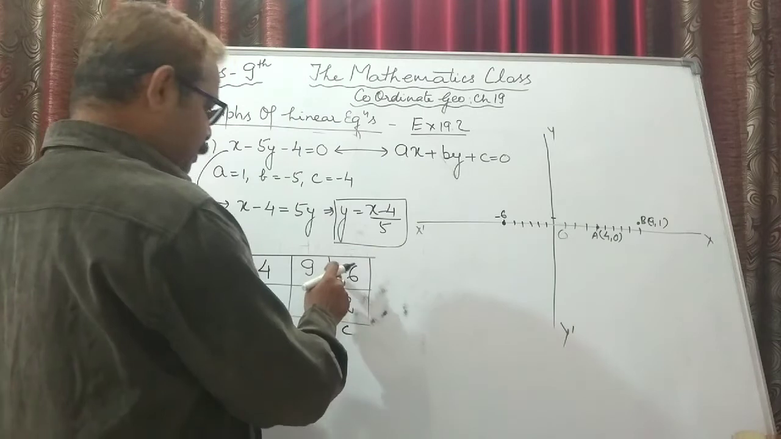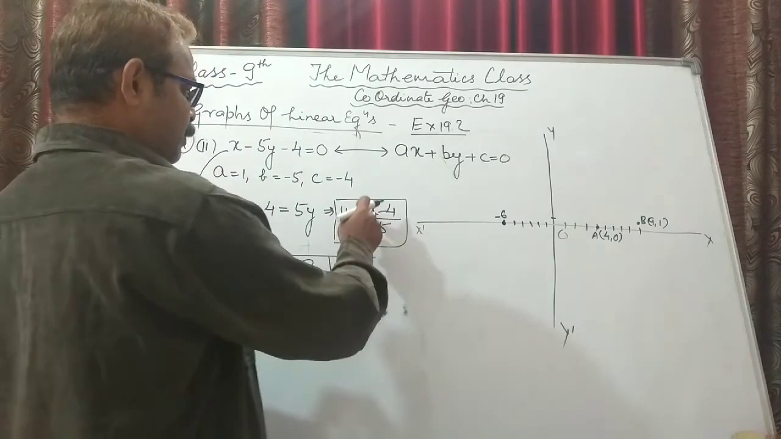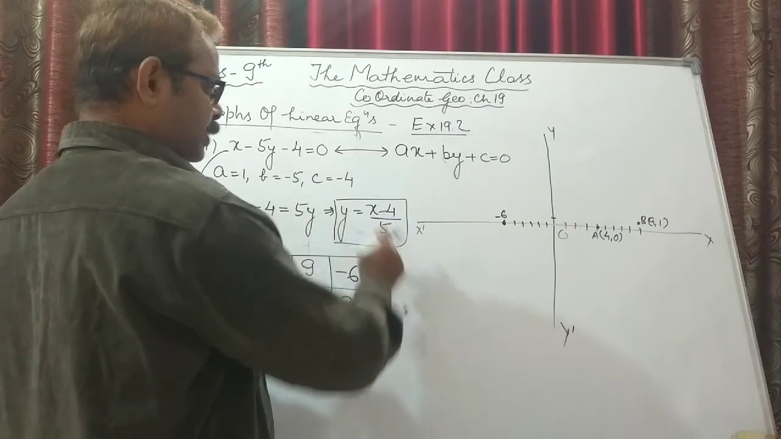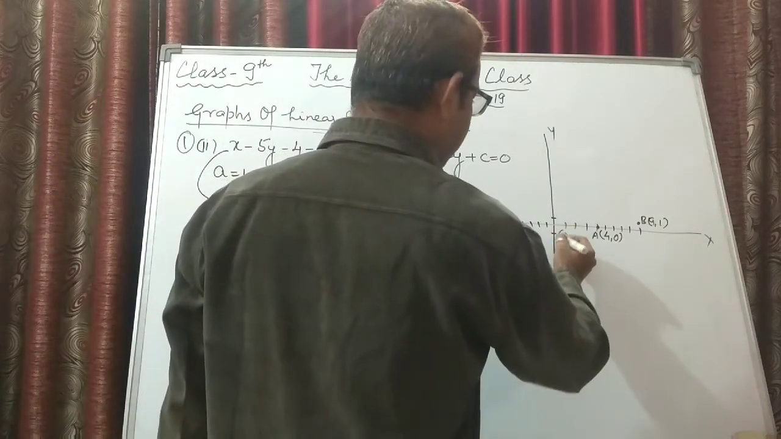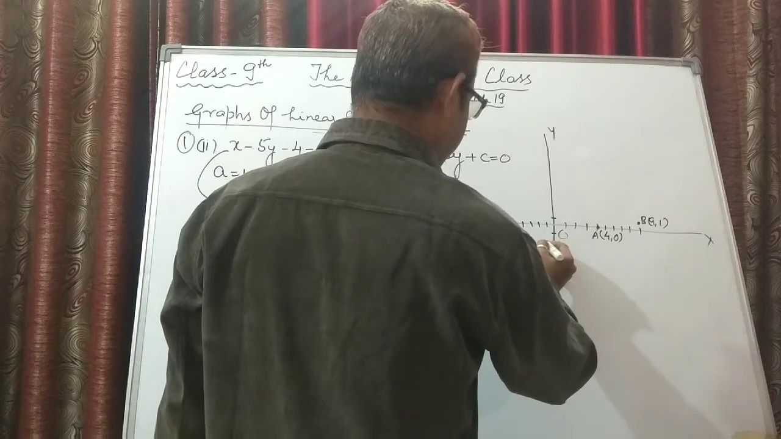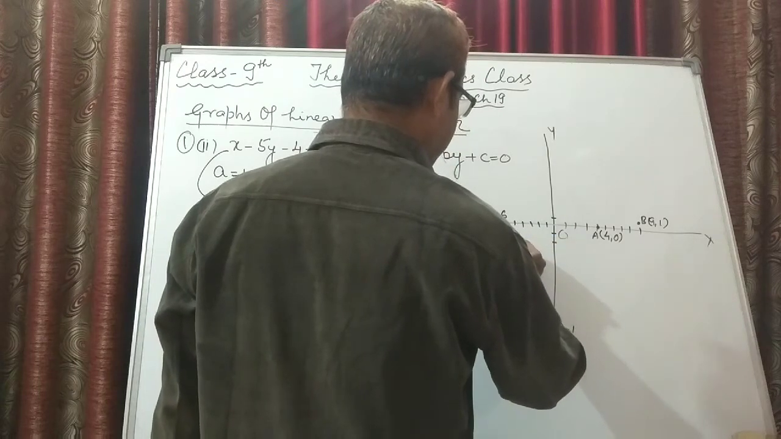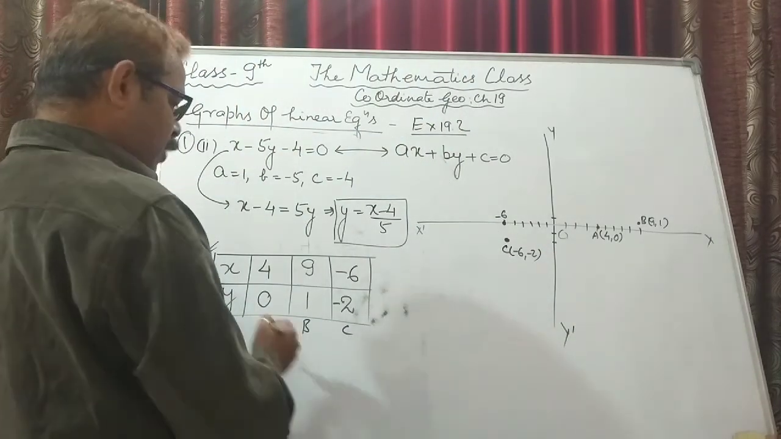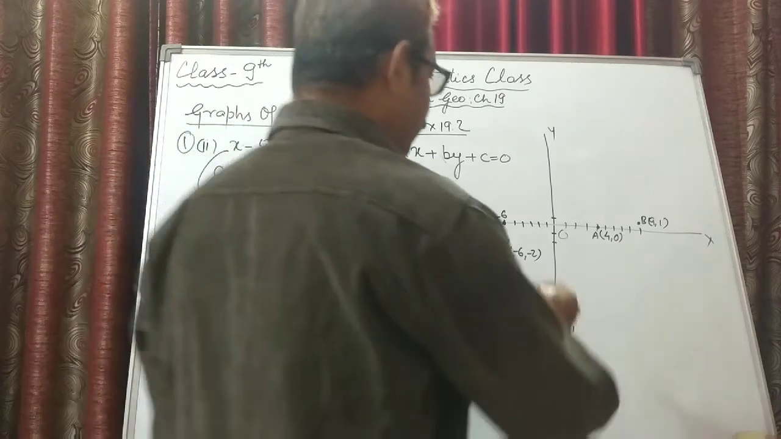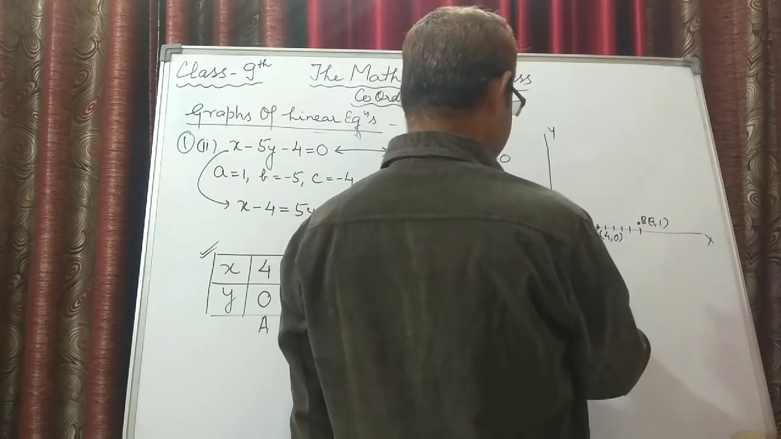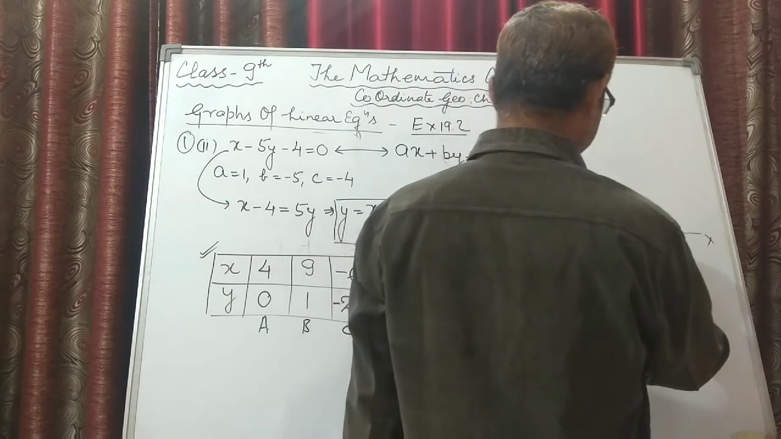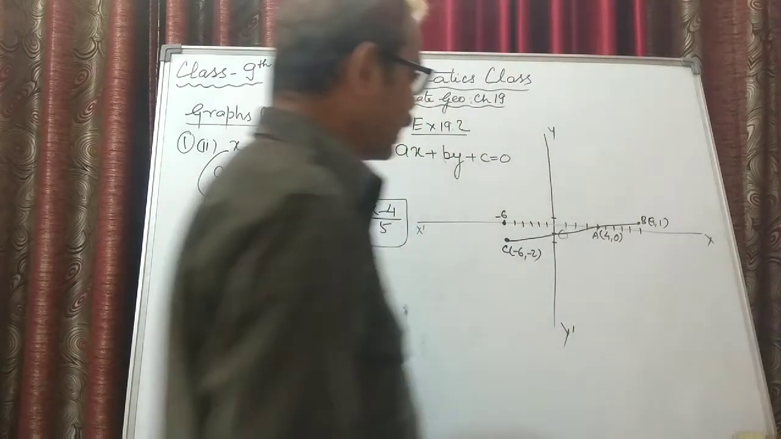And I need minus 6, minus 10. This is minus 2. So minus 2 means 1 and 2. So this point will be somewhere here. Point C will be minus 6, minus 2. This is my point. Now if I join all these 3 points, let's see, it should come as a straight line. It comes something like this.